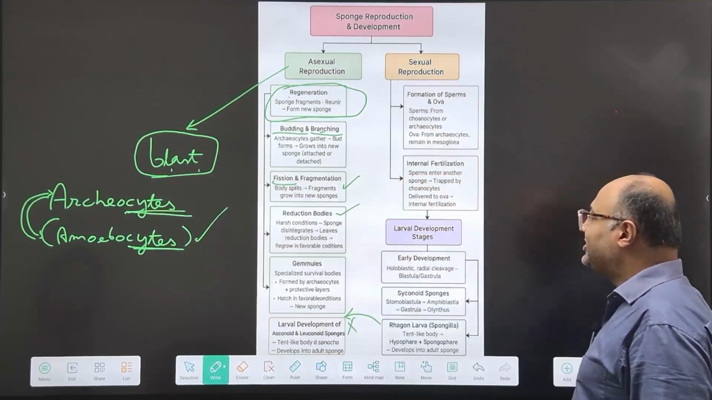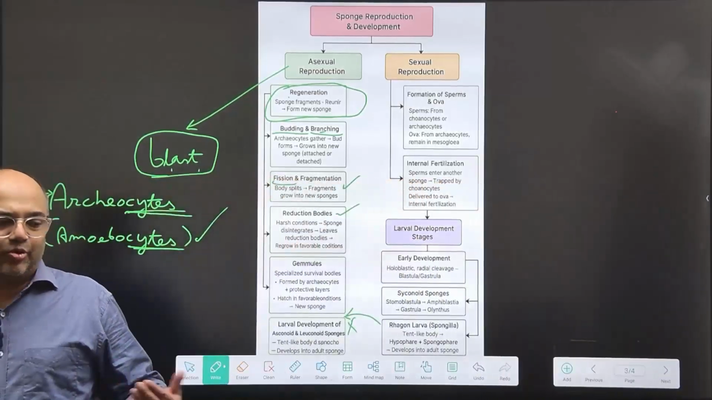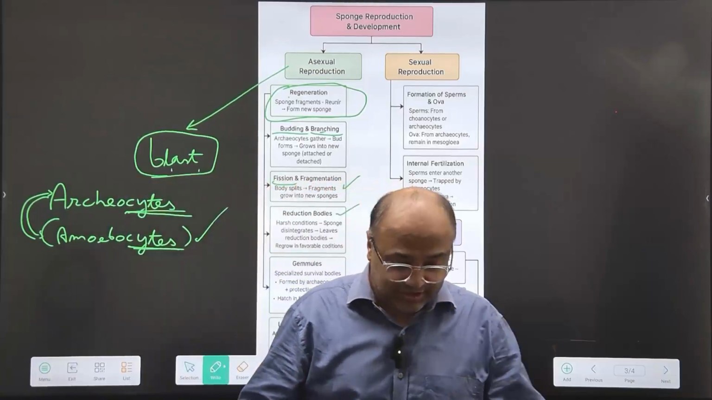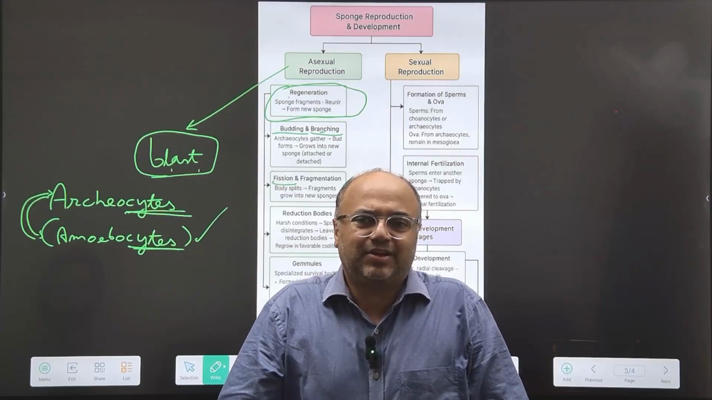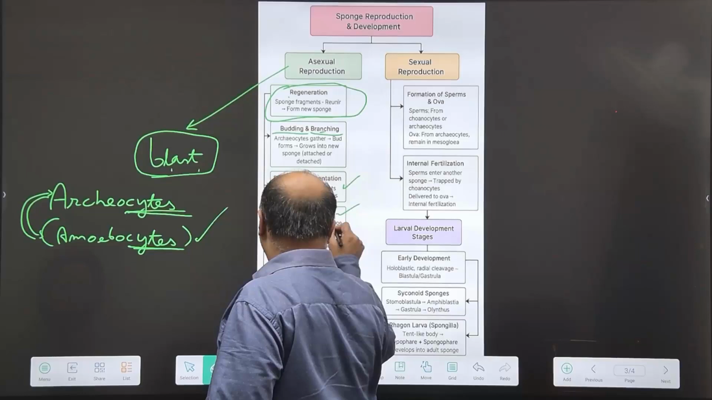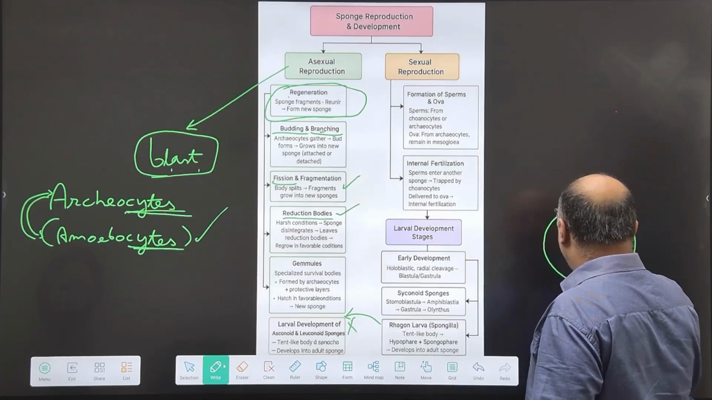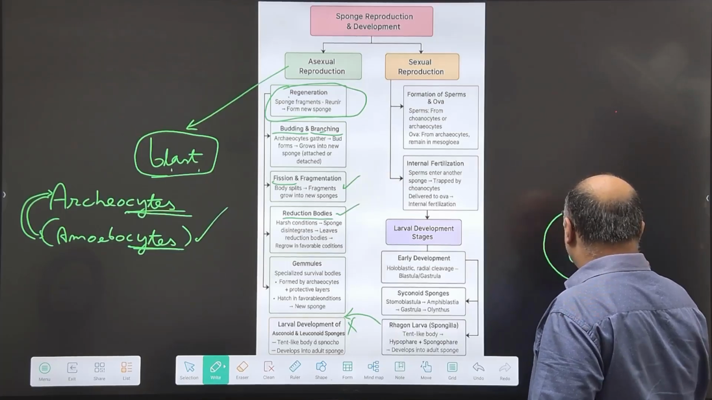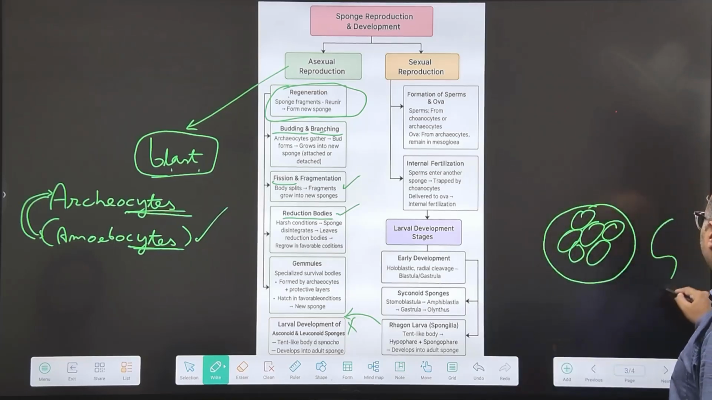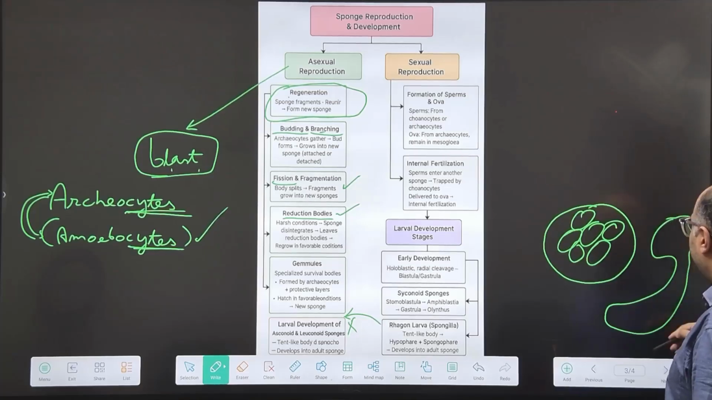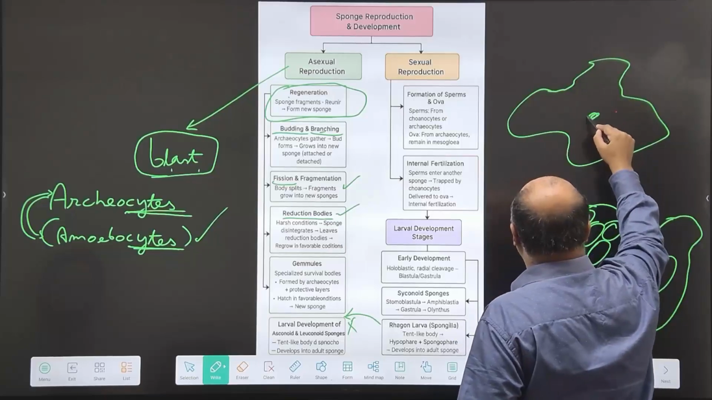All right, moving to reduction bodies. What are reduction bodies? See, a harsh environment is there, the sponge is not able to reproduce, not able to even survive, forget about reproduction. So when it is not able to survive, only a part of it is there, and that is called a reduction body. So a reduction body is basically a group of archaeocytes which are totipotent amoebocytes. Instead of showing them as round, I should show them in an amoeboid shape, in the shape of an amoeba, like the way we draw an amoeba cell. That's why they are called amoebocytes.